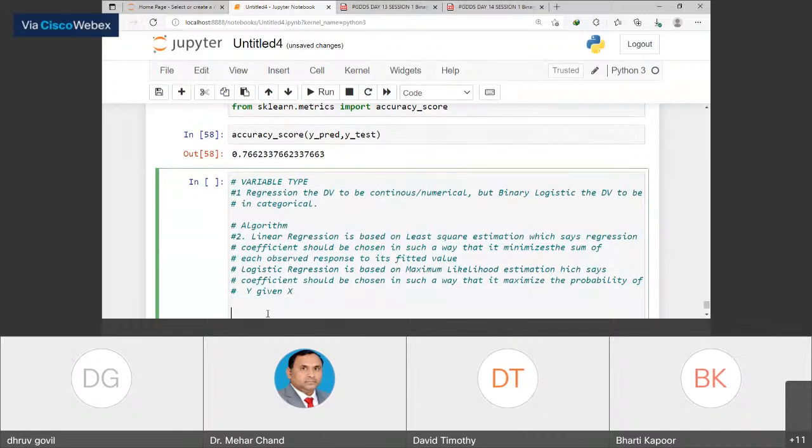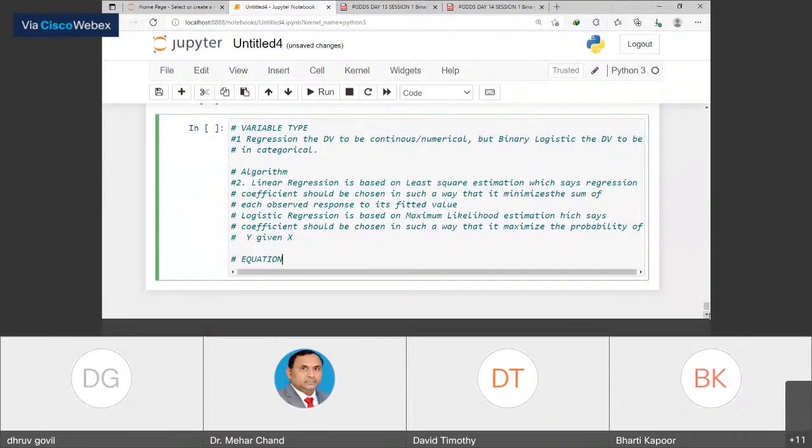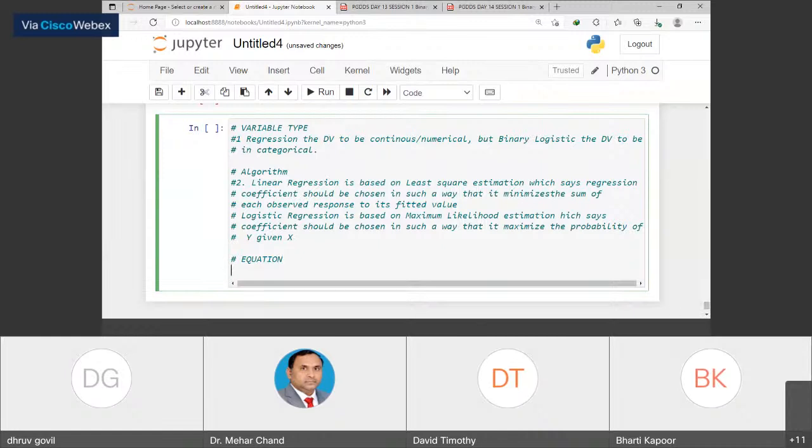Our third difference is the equation. You know the equation of regression and logistic regression I told you. Y equals beta naught plus beta 1 into x1, and the logistic is p equals 1 upon 1 plus e to the power minus the regression equation. These are the three differences you know, and the fourth difference is the graphical behavior. The fourth is the graphical representation.